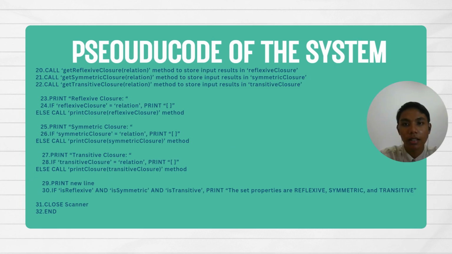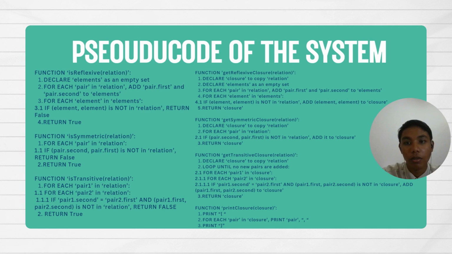Moving on to the next slide, this would be the pseudocode of calculating the closures, which is intended to ensure all of the conditions for every single properties of relations are met. So if the conditions are met, it will call the print closure method, and then it will display a message stating that the set properties are reflexive, symmetric, and transitive. So that will be the end of the program.